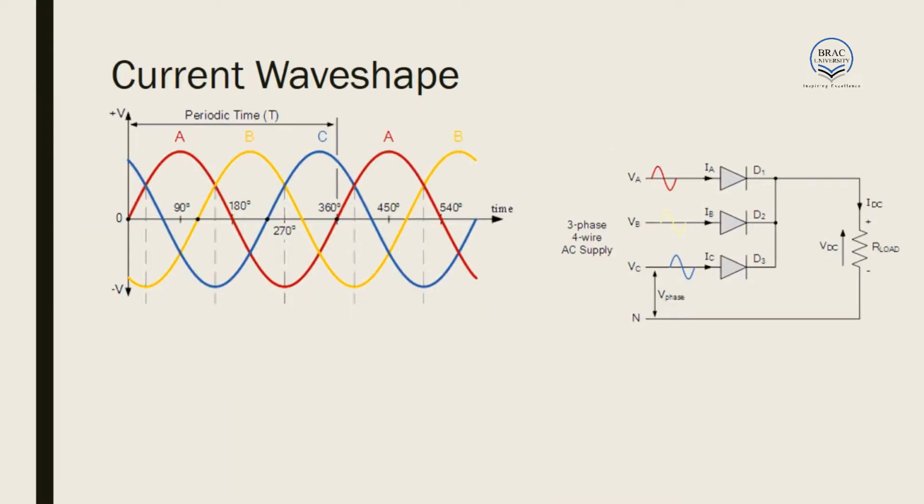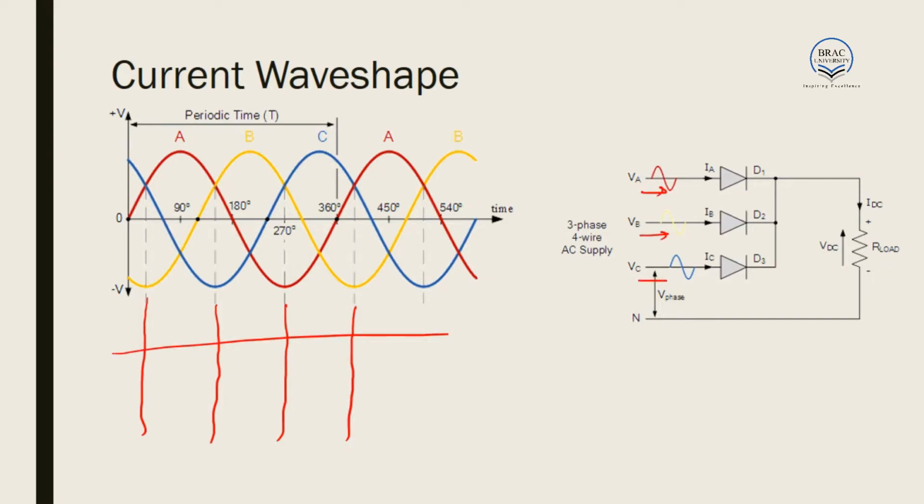Now let us look at the input current waveshape. Let us first consider from 30 degrees to 150 degrees. We are dividing it into separate groups. We have three input currents: IA, IB, and IC. We'll be looking at them separately. This is our IA, this is our IB, and below we draw IC here.